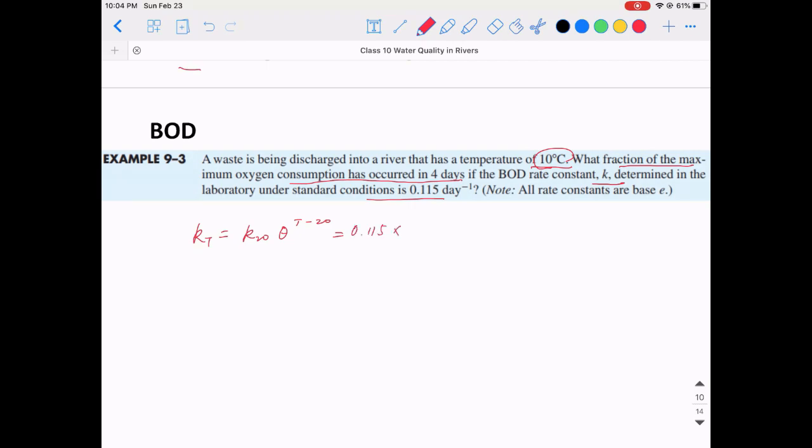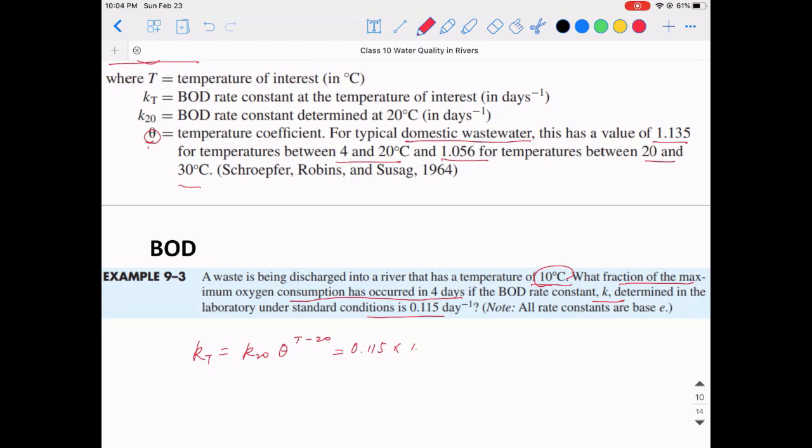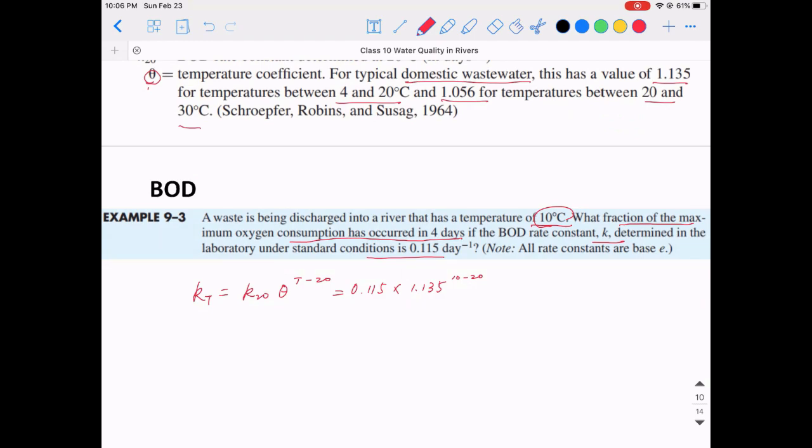All right, so we know that K20 is 0.115 multiplied by theta. We notice that this is the temperature at 10 Celsius, and we know that theta between 4 and 20 Celsius is 1.135, right, to the power of 10 minus 20, right? So by plugging in these parameters, we can find out that this new KT is equal to what? It's equal to 0.0032 per day.